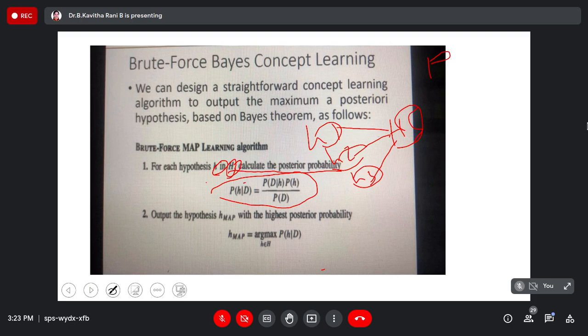Okay, so calculate all the hypotheses by using this formula. This formula is the Bayes theorem formula. Now output the hypothesis by using HMAP.